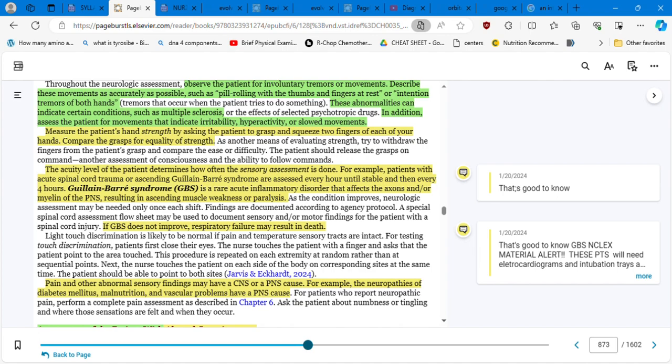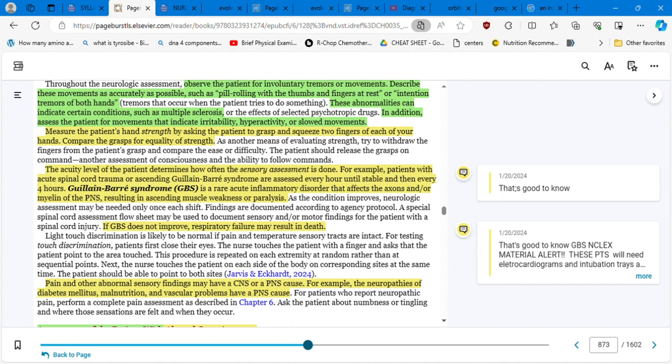It's an ascending syndrome, and these are assessed every hour until stable, and then every 4 hours, because the condition keeps getting worse. So you need to assess very often. This is a rare acute inflammatory disorder that affects the axons and or myelin of the peripheral nerve system. And let's remember that the peripheral nerve system are all the nerves that are not in the spinal cord, neither the brain, are the extremities, the lumbar, right? The extremities, the arms, and the legs, resulting in ascending muscle weakness or paralysis.